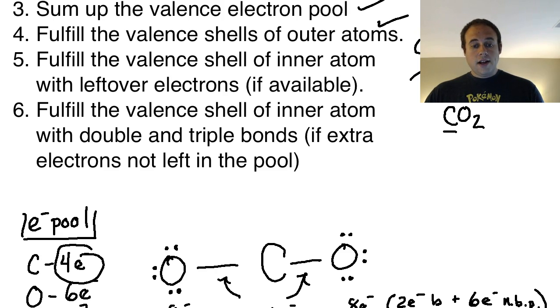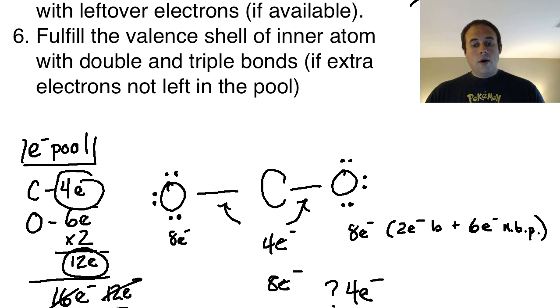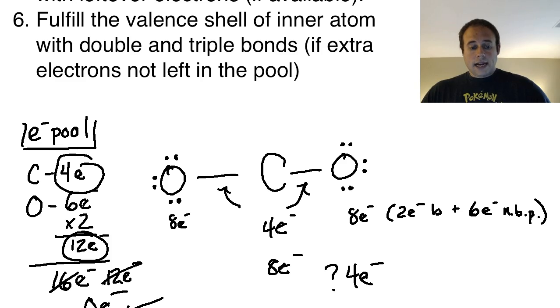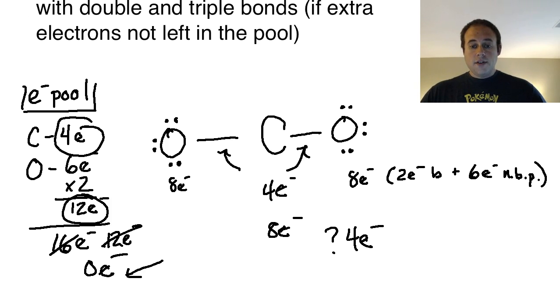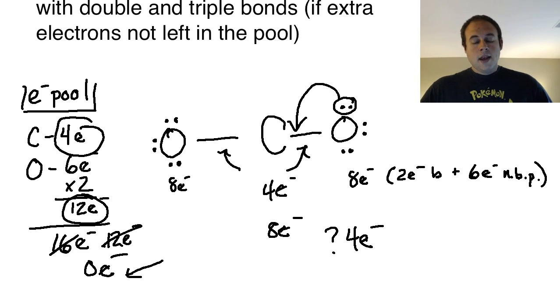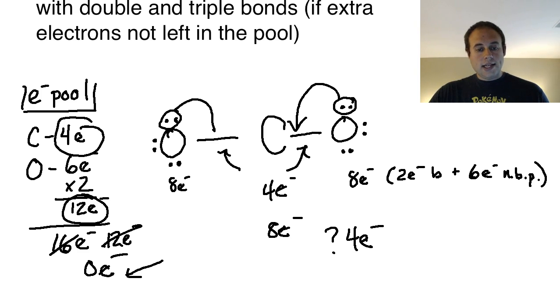I need to fulfill the valence shell of the inner atom with double or triple bonds. So how does this work? Well, if you're out of electrons in your valence pool and you need to fulfill the central atom, you are permitted to take electrons from the non-bonding pairs and dump them in order to create a bond. So think about it. If I get 2 electrons per bond and carbon already had 4, I need to do this 2 times. I would not create a triple bond with one oxygen and keep another one at a single bond. I would expect them both to donate equally. They both have the same electronegativity.